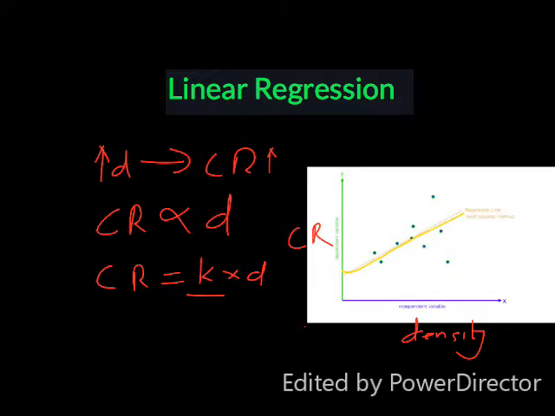Now the question is, how do we find out the best fit line, that is this line? Here you can note that we need to find out the slope of the line m and the y-intercept c. As you all know, the equation of a line is y is equal to mx plus c. Here k is m and c is the intercept term that we need to find. So we have two constants that we need to find, m and c. Given m and c, we can calculate crime rate given density.